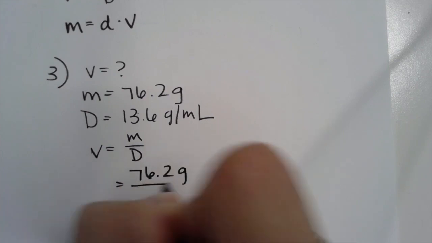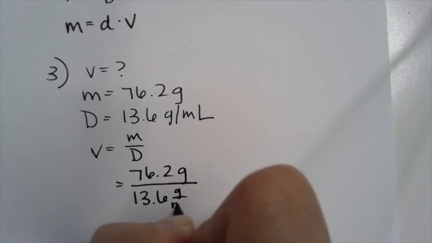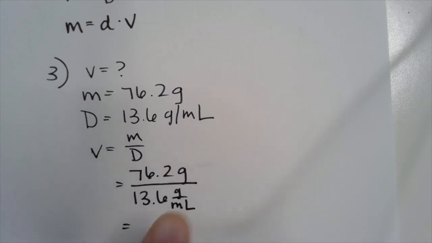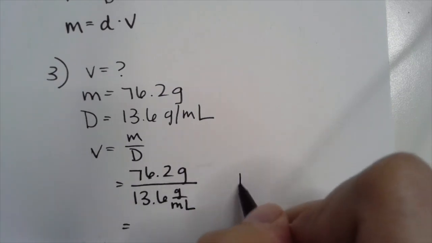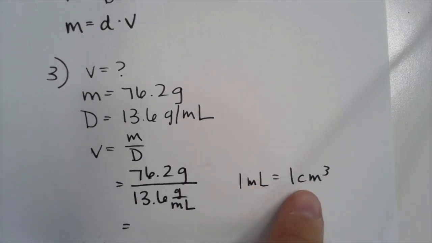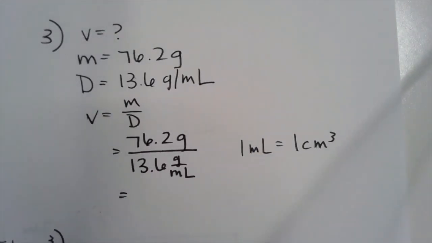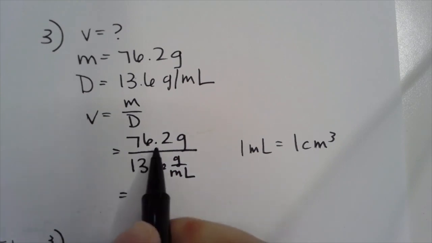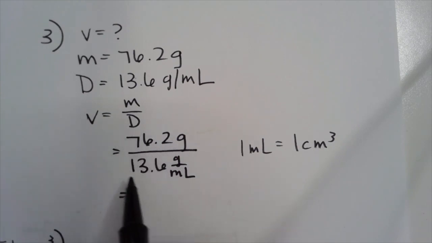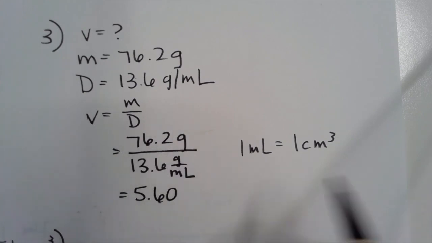76.2 grams divided by 13.6 grams per milliliter. A milliliter, remember, is the exact same thing as a centimeter cubed. So it's okay if they're interchangeable. It's not going to change any of the math. Plug that in the calculator. And I have a ridiculous answer, but I have 3 sig figs. Let's round my answer to 3.